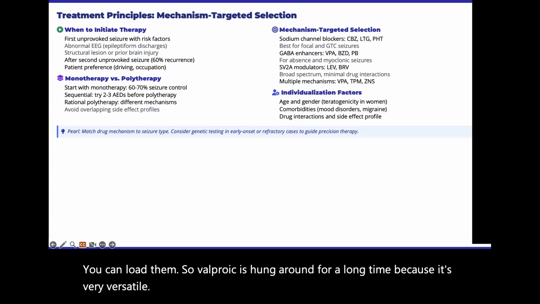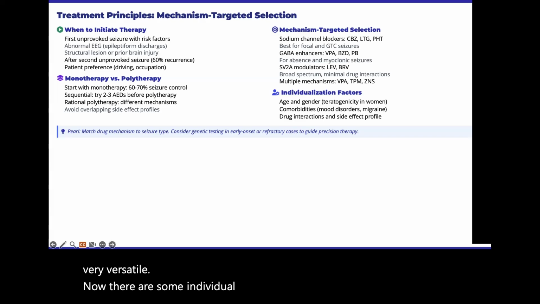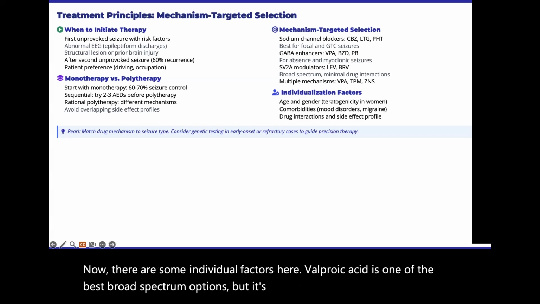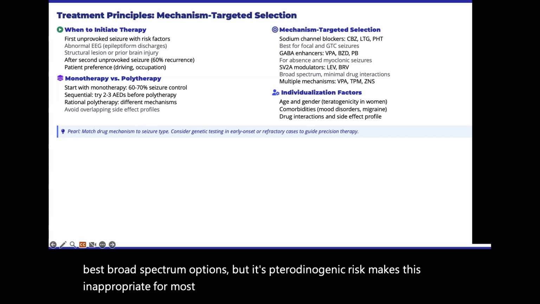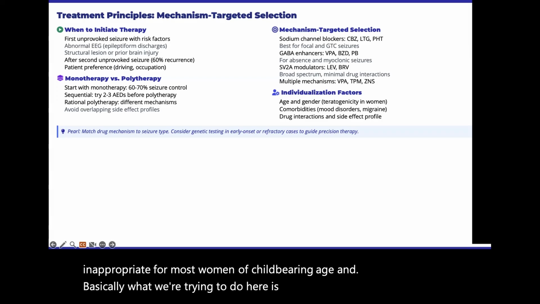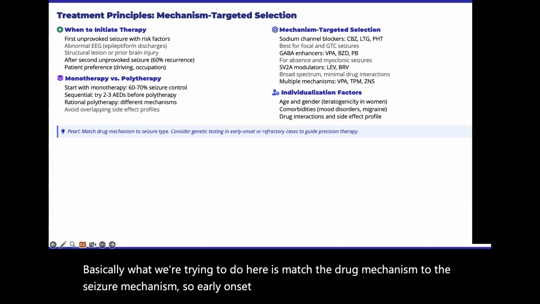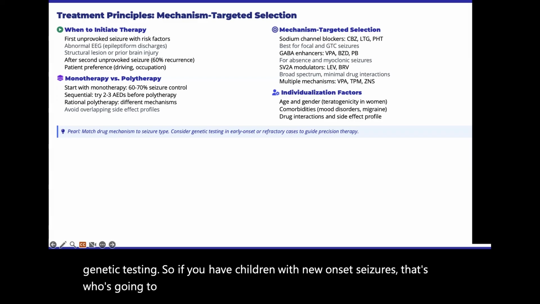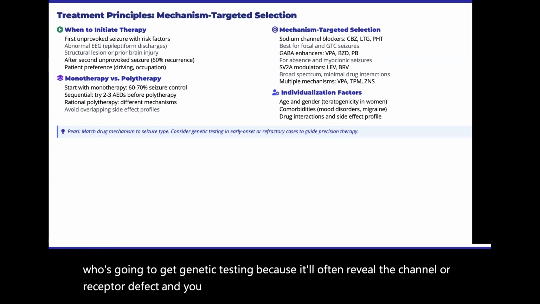Now, there are some individual factors here. Valproic acid is one of the best broad spectrum options, but its teratogenic risk makes it inappropriate for most women of childbearing age. Basically, what we're trying to do here is match the drug mechanism to the seizure mechanism. Early onset or refractory epilepsy should prompt genetic testing. If you have children with new onset seizures, that's who's going to get genetic testing, because it'll often reveal the channel or receptor defect, and you can really tailor the therapy that way.